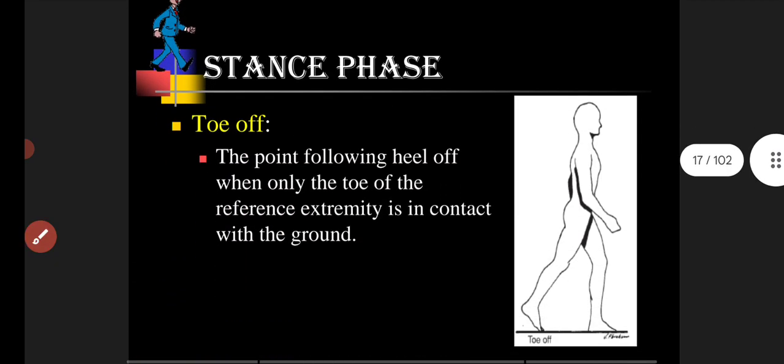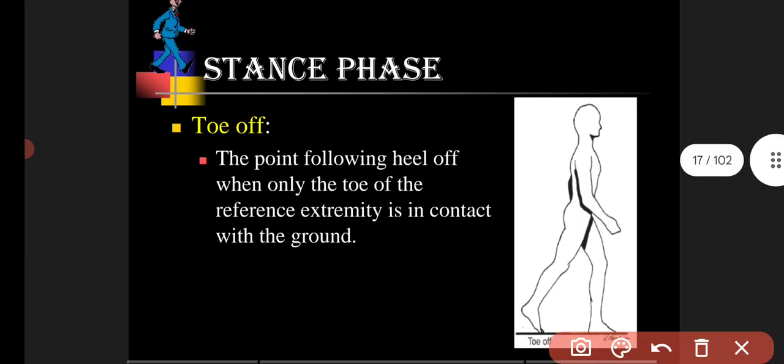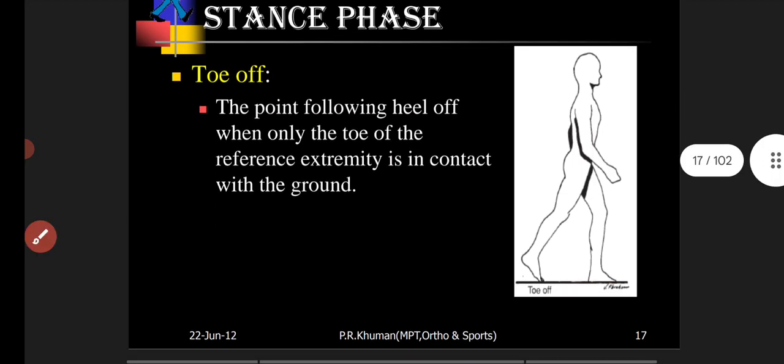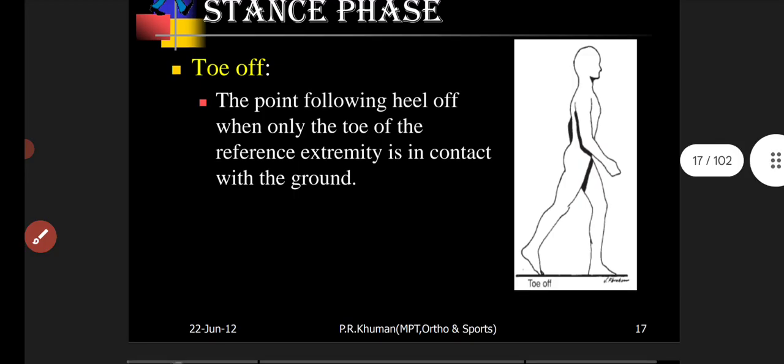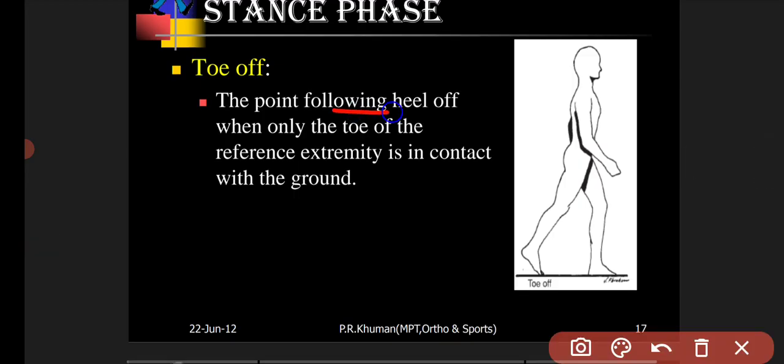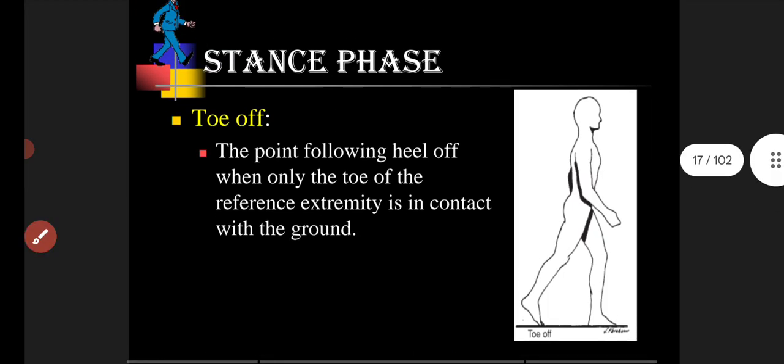Next one is the toe off. Here is the toe off. It is the point following heel off when only the toe of the reference extremity is in contact with the ground. It is the traditional classification of the stance phase.